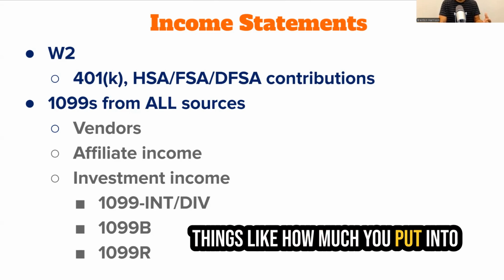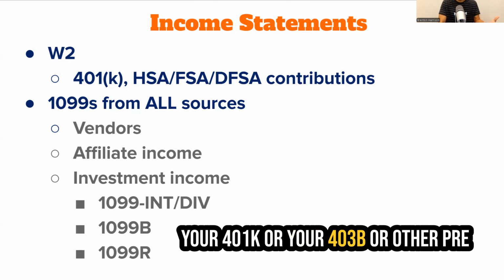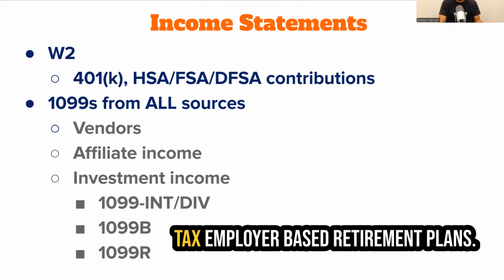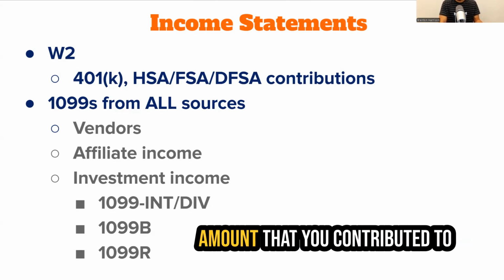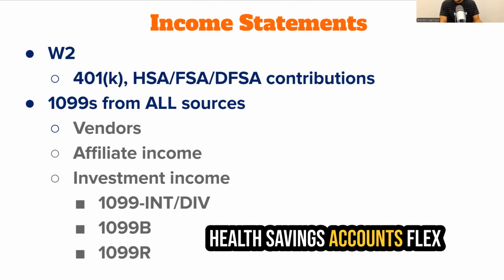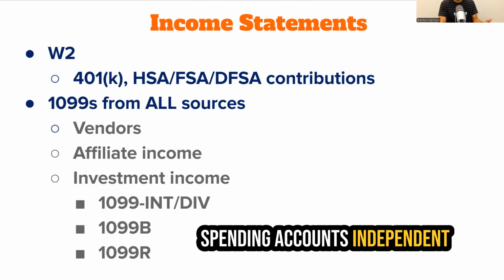Things like how much you put into your 401k or your 403b or other pre-tax employer based retirement plans. Those will be reflected on your W-2. You will also see reflected the amount that you contributed to health savings accounts, flex spending accounts, and dependent care flex spending accounts.